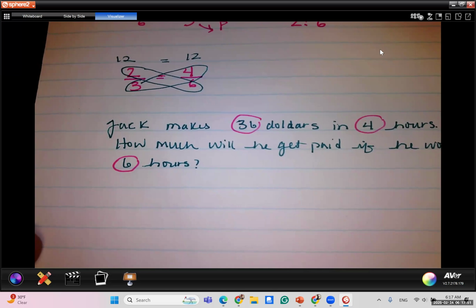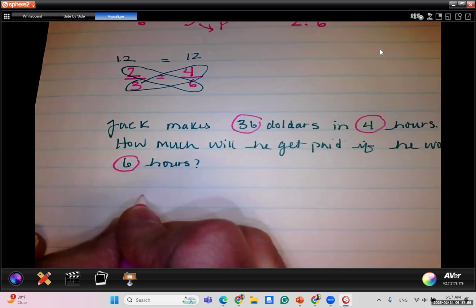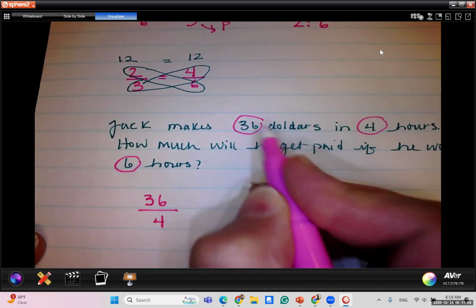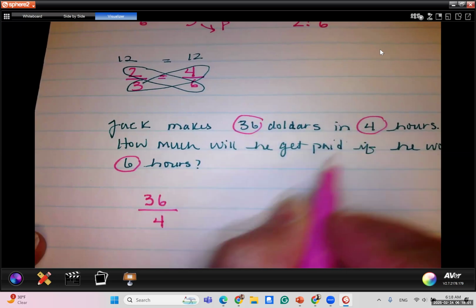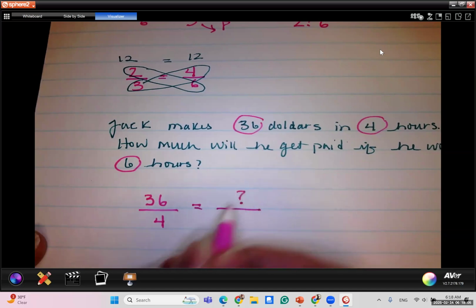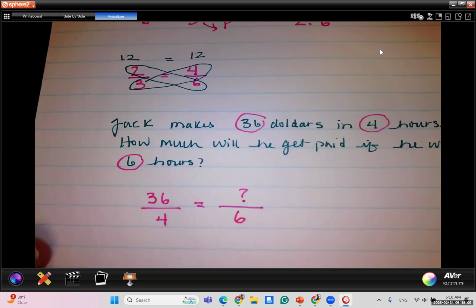So basically you're going to set up a proportion. $36 in 4 hours. So that's the ratio, right? The ratio of dollars to hours, 36 to 4. And then we don't know how much he will get paid if he works 6 hours, okay?